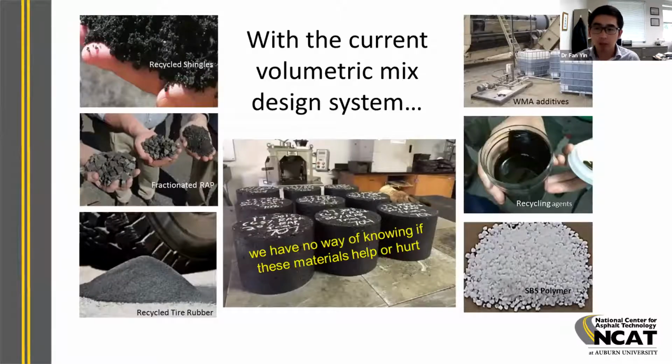Also, with the volumetric mix design, we don't have a way to know, when we add some additive into our asphalt mixture, whether it is going to help us or hurt us in terms of performance. I mentioned recycled asphalt pavements, recycled asphalt shingles, and recycled tire rubber, which we use a lot here in the US. And then we add lots of liquid anti-strip, warm mix additives, recycling agents, and also polymers. If we add those materials into the mix and just look at the volumetric mix design, the VBE and VMA, we cannot tell their impact on the mixture performance.